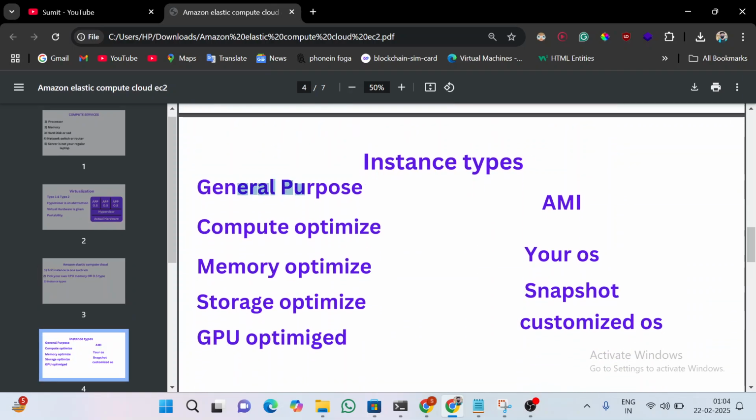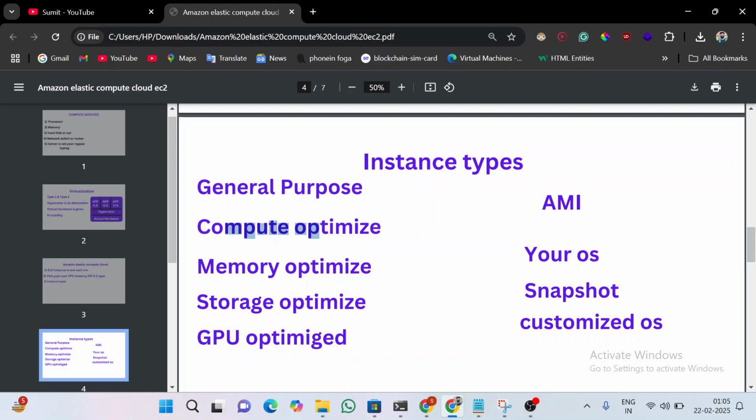So, of course, first is general purpose. They are very cheap. They don't cost you much, and you can do pretty much a lot of things. Like you can host a web app and a lot of general purpose things you can do on this. And the second one, you have CPU compute optimized.